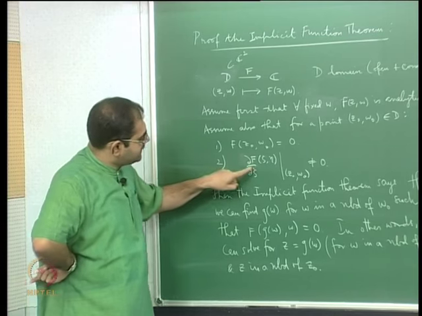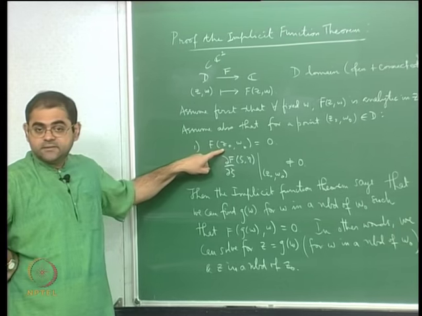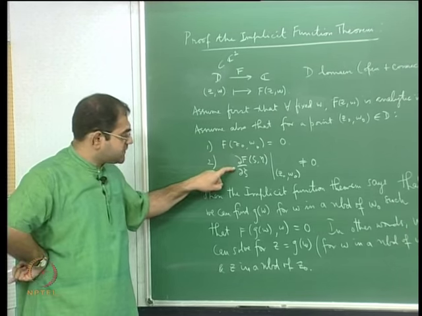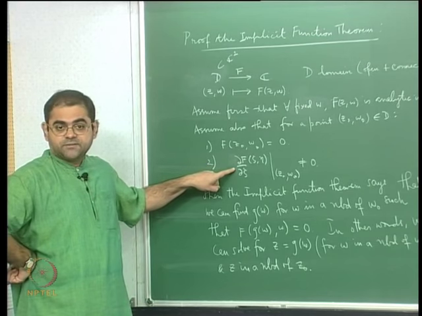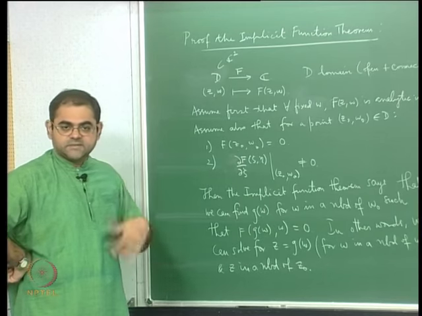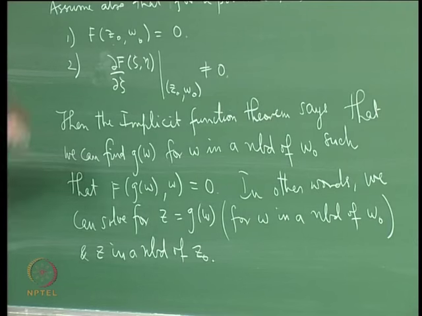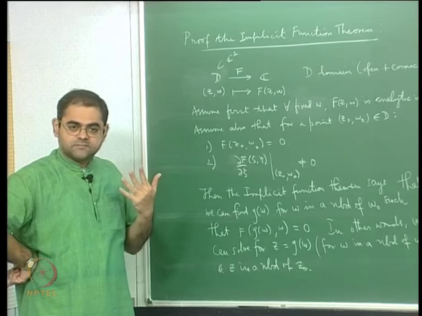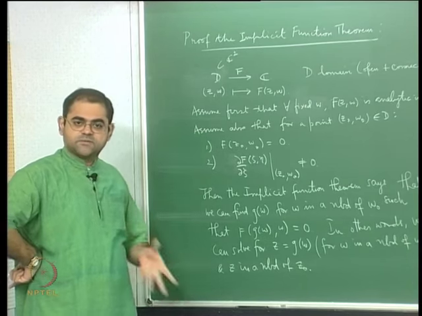So in this case the first variable is z and the partial derivative with respect to the first variable does not vanish. So you can solve for the first variable as a function of the second variable, which is the remaining variable. And in fact the truth is that this holds for several variables, not just for a function of two variables.